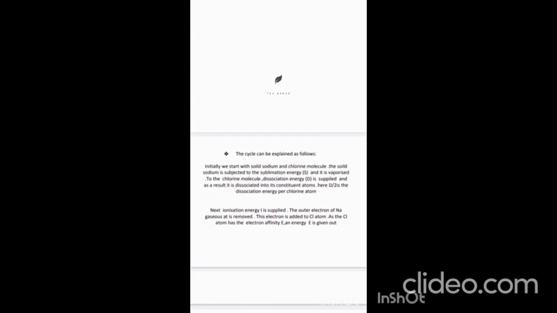sublimation energy S and it is vaporized. To the chlorine molecule, dissociation energy D is supplied, and as a result it is dissociated into its constituent atoms. Here D by 2 is the dissociation energy per chlorine atom. Next, ionization energy I is supplied. The outer electron of the gaseous sodium atom is removed. This electron is added to the Cl atom. As the Cl atom has the electron affinity E, energy E is given out.